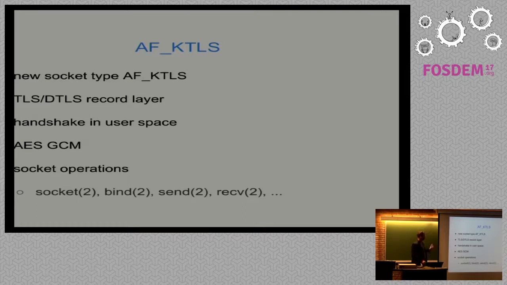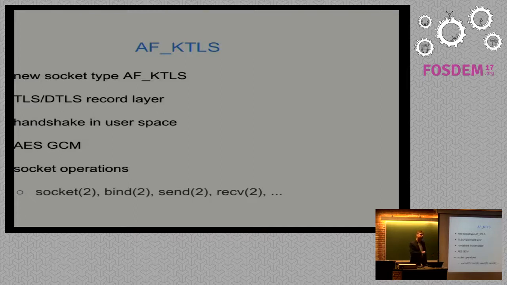It introduces a new socket type. It's called AF_KTLS, Address Family Kernel Transport Layer Security, and it implements the record layer of TLS and DTLS protocols. That means when you want to use AF_KTLS, you use your OpenSSL or GnuTLS library for instantiating the connection. So you do a handshake with the remote, and once you have a proper session, you pass all the key material into the kernel, and AF_KTLS does everything for you.